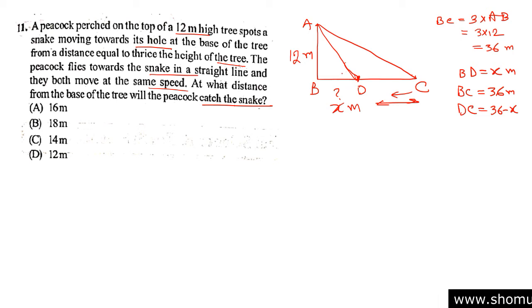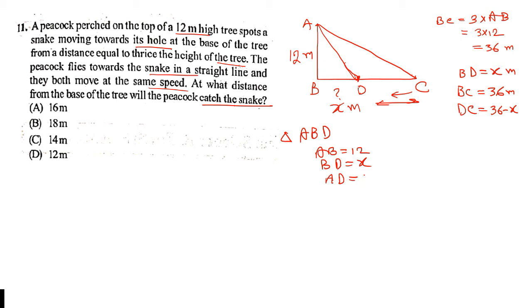So now from which triangle? From the triangle ABD, the smaller one. Let's consider the smaller triangle ABD. So from this particular triangle ABD, what do we know? AB equals 12, BD equals X. What will be the value of AD? Do you know that? Basically, the value of AD will be equal to the value of DC. This value and this value must be equal in this case.